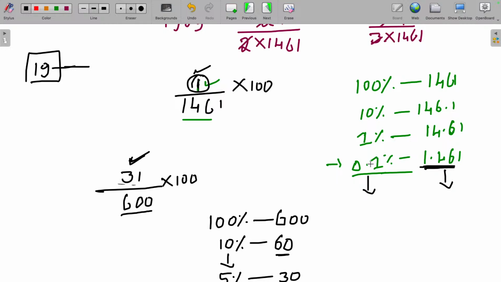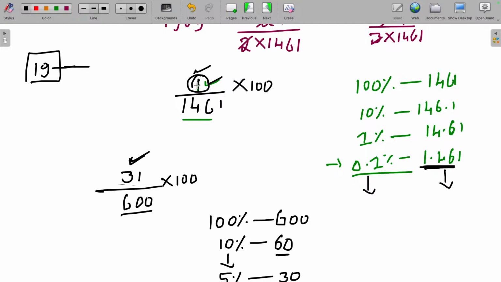Sir, that's why I'm asking why you calculated 0.1 percentage. Actually, there is 1461. Sir, actually the 100% is 1461. Yes. But you are comparing with 0.1 percentage. I'm not comparing with 0.1. I want 1. I will go till where I will get 1. That I am searching.